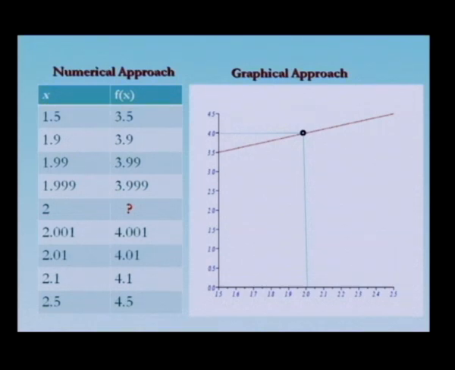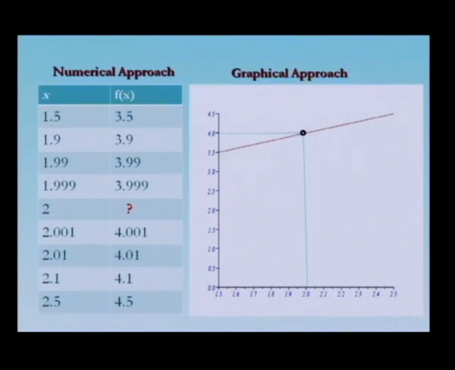When x becomes 1.99, f(x) becomes 3.99. When x is 1.999, f(x) is 3.999. So we are seeing that when x is reaching towards 2 from the right hand side, f(x) is reaching towards the number 4.